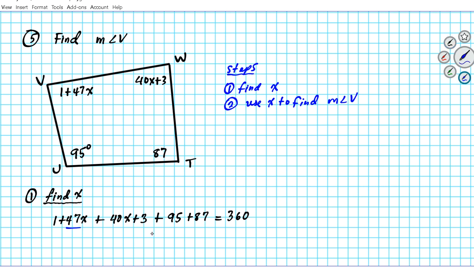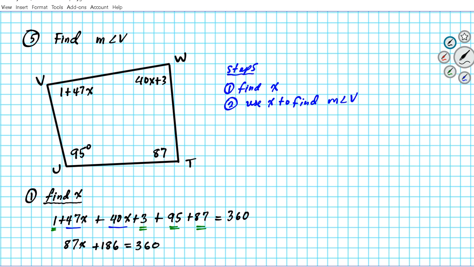Combine like terms. Let's deal with the variables first. Variable in terms of x of first degree. We can combine those two together. 47x plus 40x is 87x. And then let's go ahead and combine the constants. 1 plus 3 plus 95 plus 87. So if you carry out the calculation, you get 186. So plus 186 equals 360.